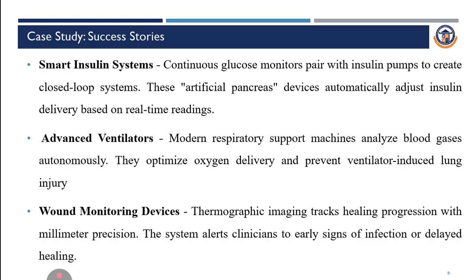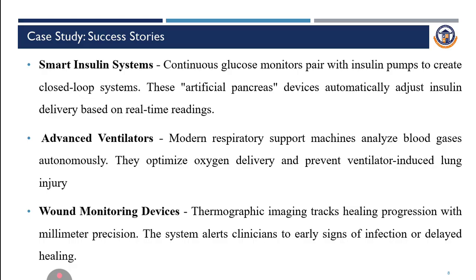So, the case studies, which are all success stories, include smart insulin delivery systems, advanced ventilators with integrated analytics, and smart wound care systems. The integration of continuous glucose monitoring with insulin pumps has created a closed loop system which automatically adjusts insulin delivery based on real-time blood sugar readings.